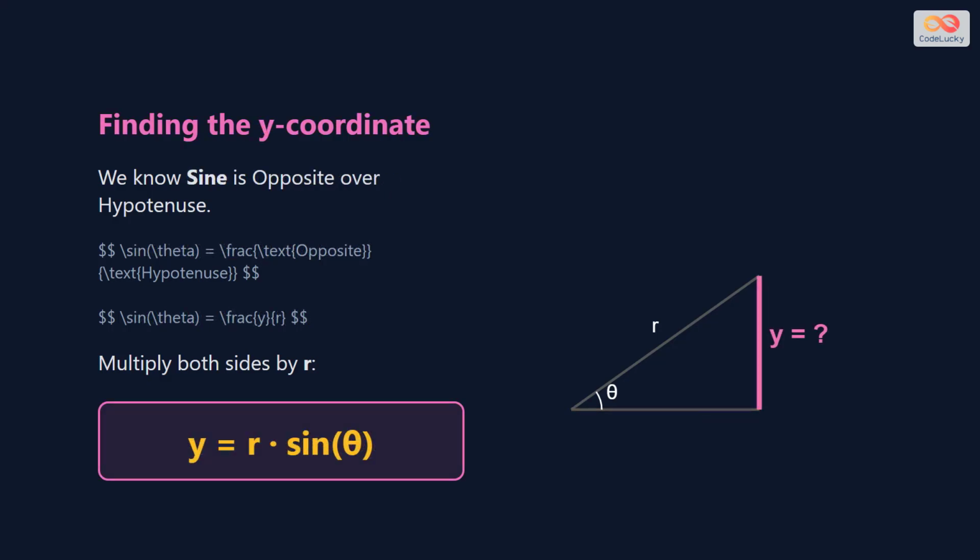To find the y-coordinate, we look at the opposite side. We know that sine of theta equals opposite over hypotenuse. Substituting our variables, sine theta equals y divided by r. Solving for y gives us our second formula. Y equals r times sine theta.